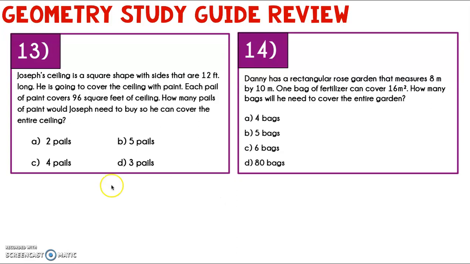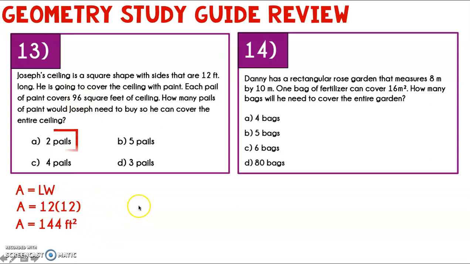So the first thing that we're going to do is length times width because it says it's a square. We know it's a 12 by 12, so we're going to fill that in, 12 feet by 12 feet. So that tells us the entire ceiling is 144 feet squared. Now, the question doesn't ask us for area. We have to do more with it than that. It says, how many pails of paint is he going to need? So each pail covers 96 square feet. So we're going to take our 144 feet squared, and we're going to divide it by 96.